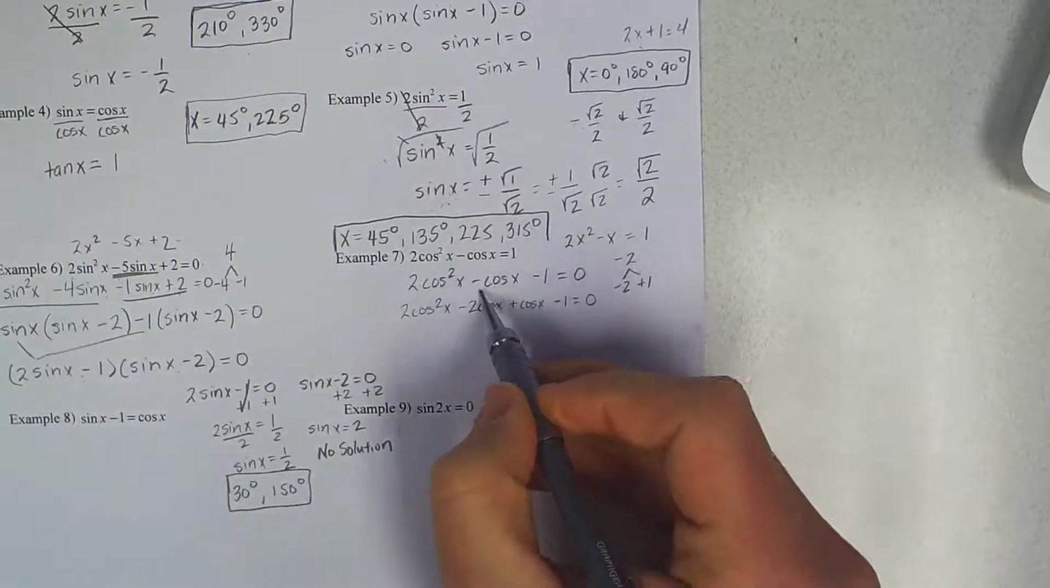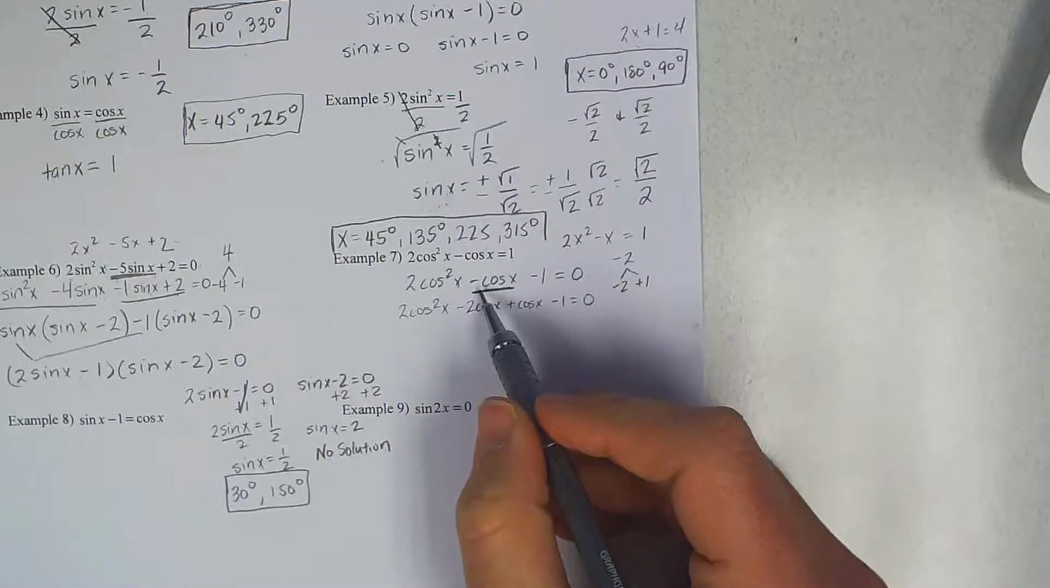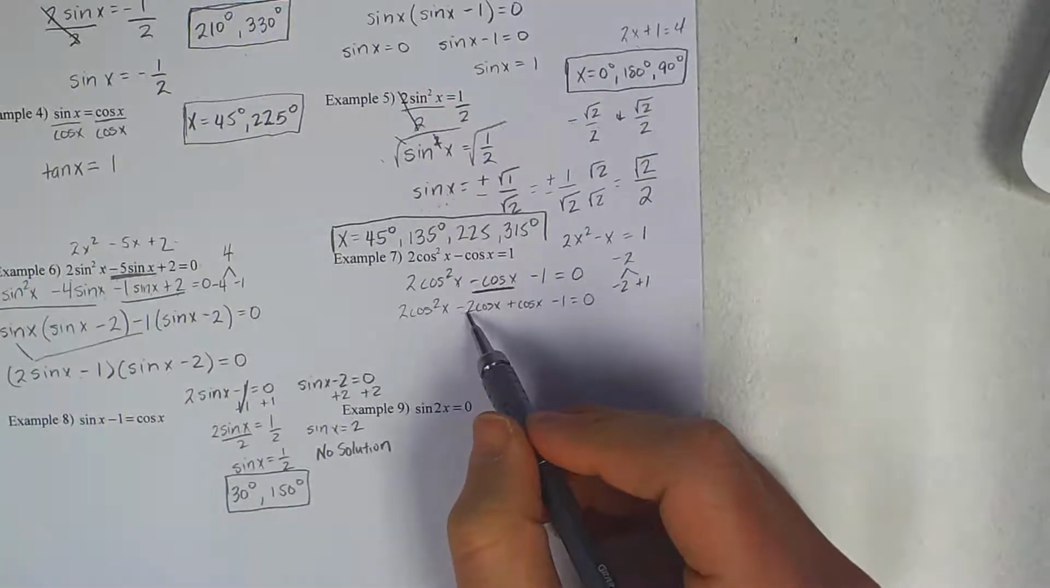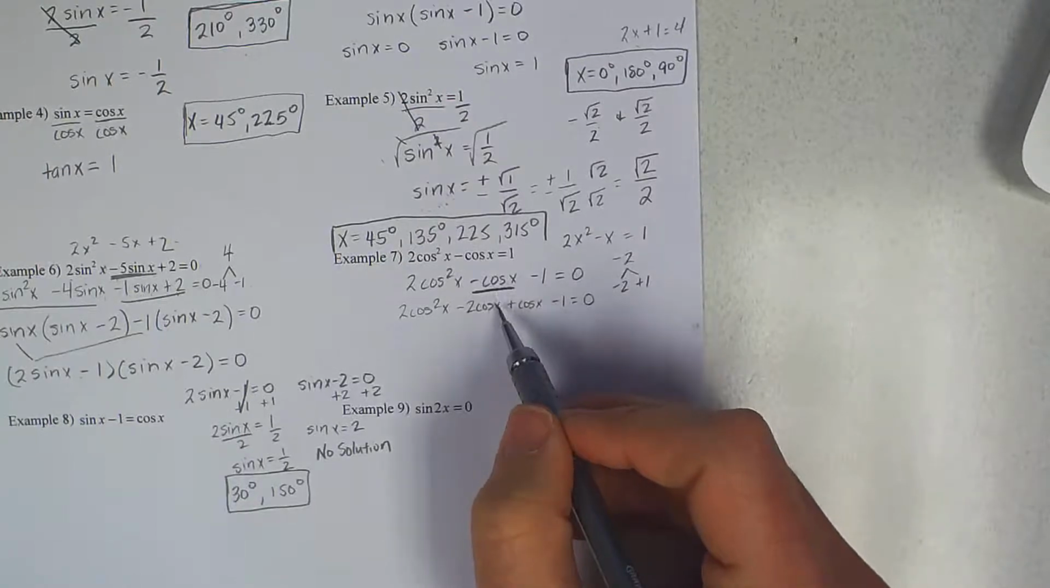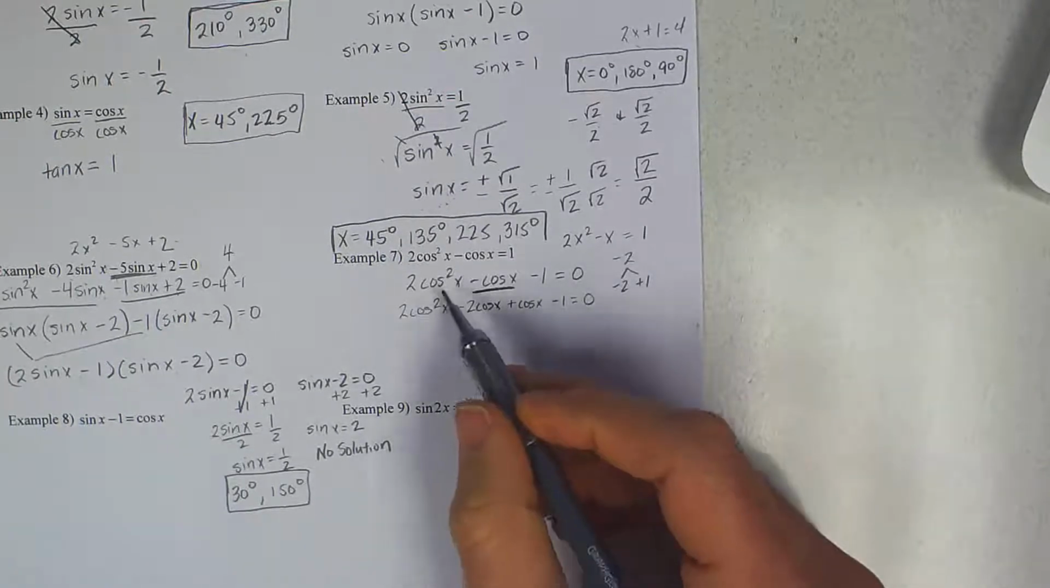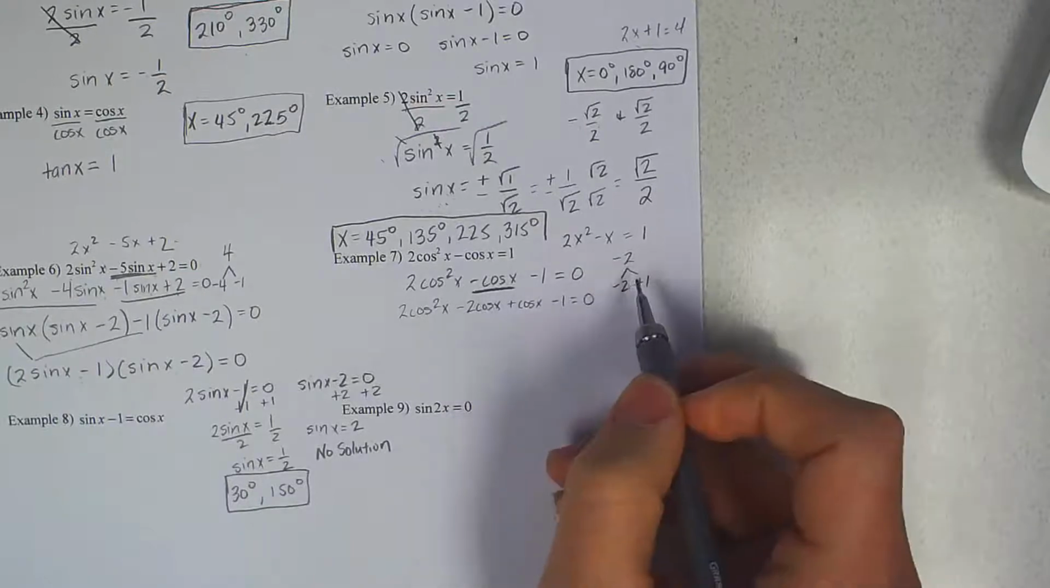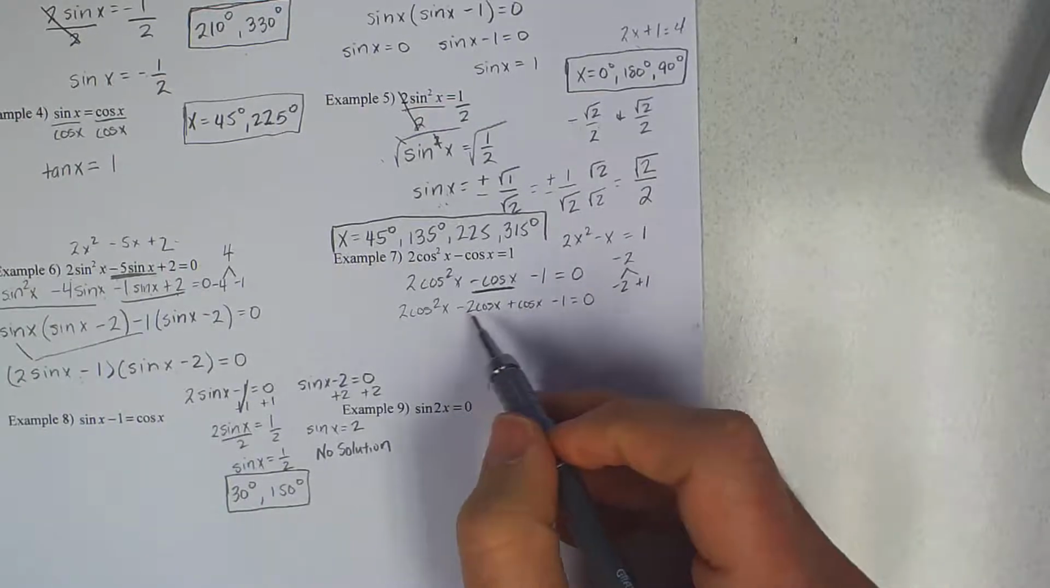Now again, notice what we've done. We've just rewritten that middle term. We've rewritten it as negative 2 cosine plus cosine, and that truly is that. If you go from here to there, you go right back. We brought that down, we brought that down, we used our factoring rules to get this.